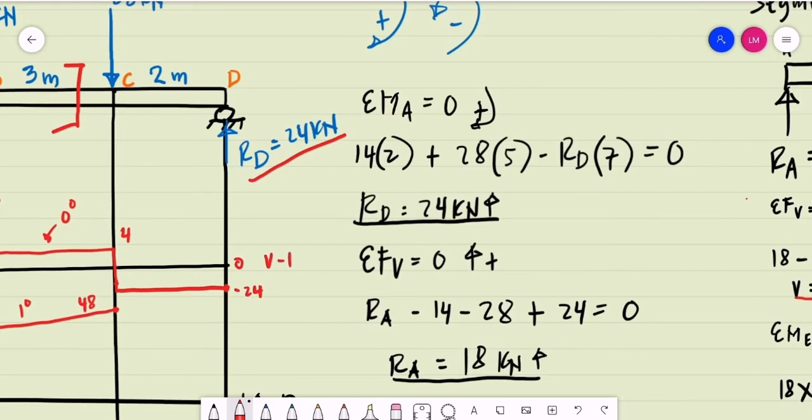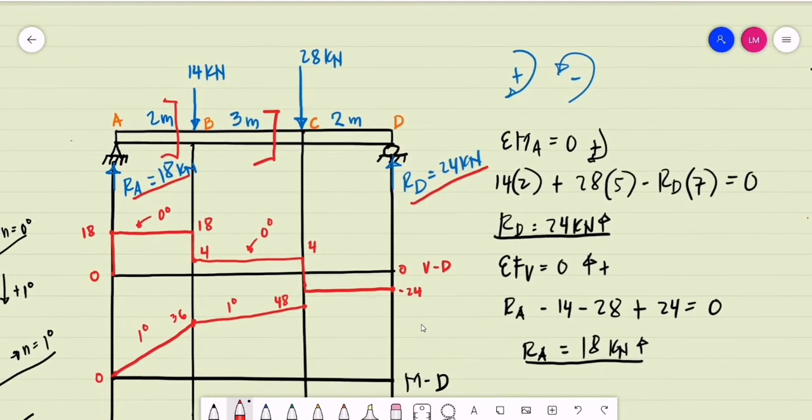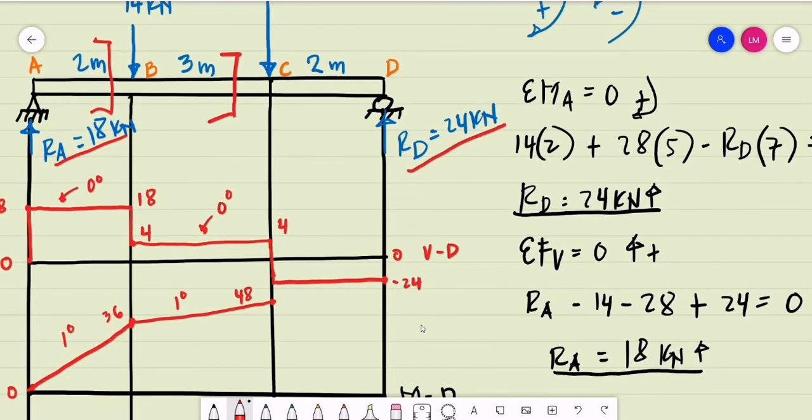So that is one way to check if we arrive at 0, which means the beam is in equilibrium. We have a correct shear diagram. So this will be our shear diagram.